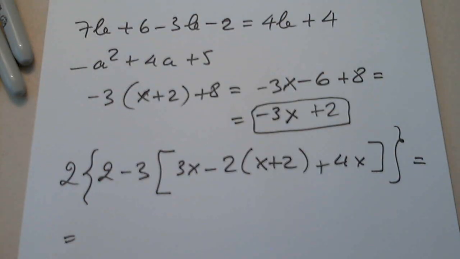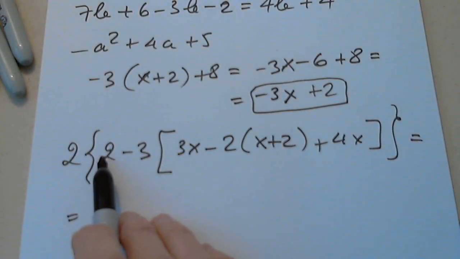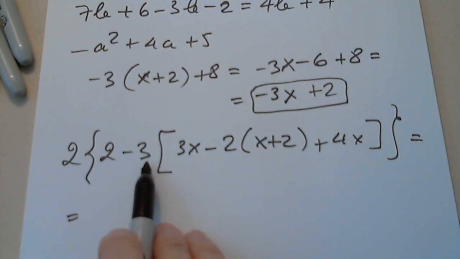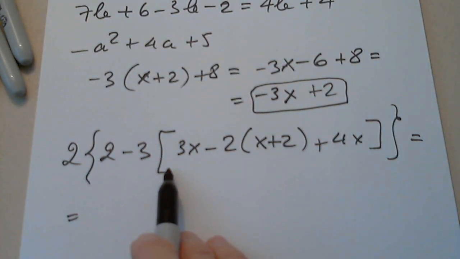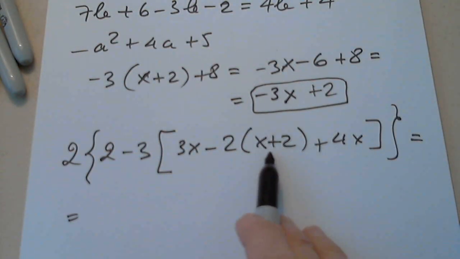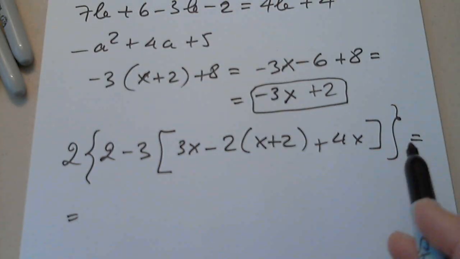It's a mouthful. I don't even know where to start. Of course I do, and of course you do. We've had something similar in the past. So let's take it easy. So 2, open braces, 2 minus 3, open a bracket, 3x minus 2, parentheses, x plus 2, plus 4x, and close the bracket and the parenthesis.